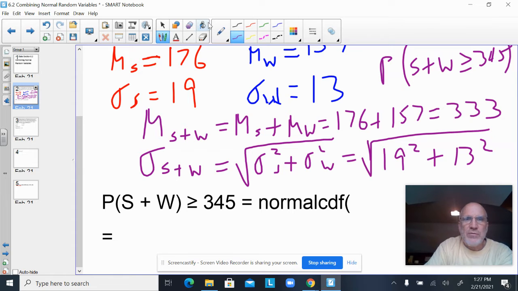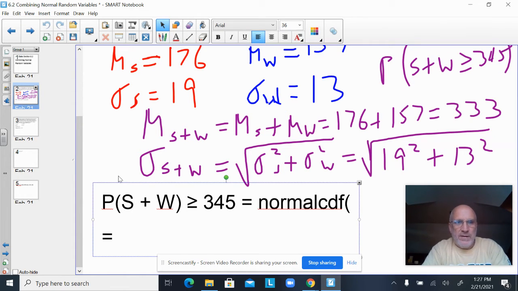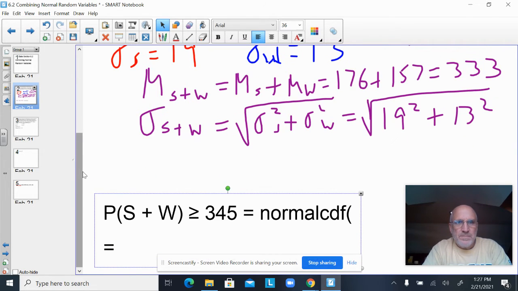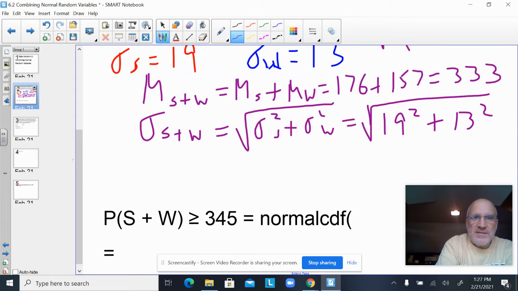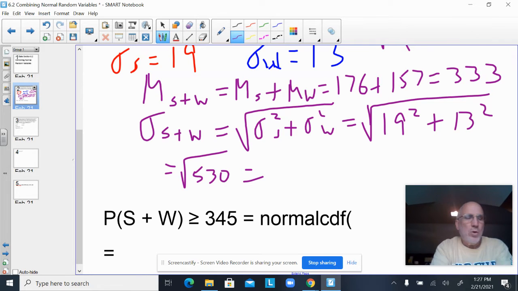So we're still finding the standard deviation of this S plus W. This turned out to be the square root of 530, which is 23.02.